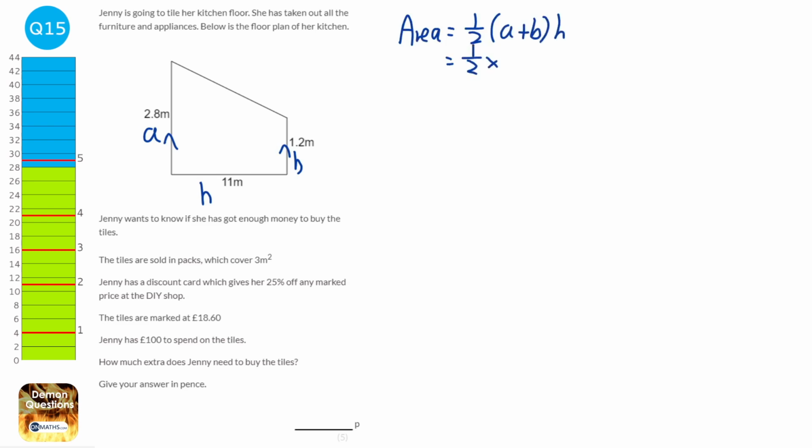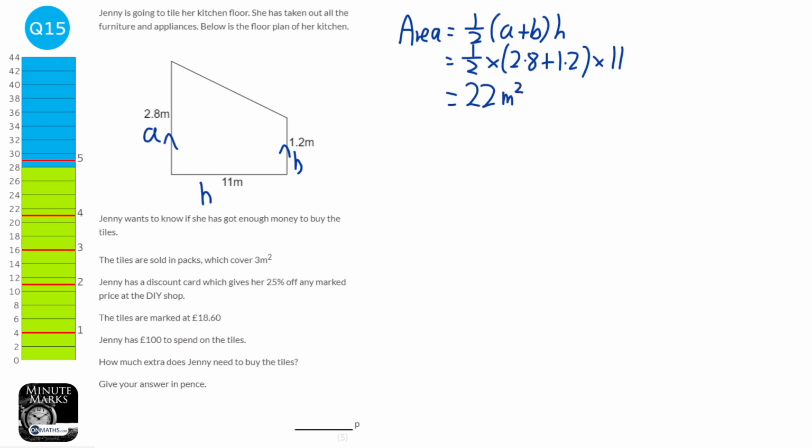So half times 2.8 plus 1.2 times 11. And when we do that, we get 22. So the area of the floor is 22 meters squared.